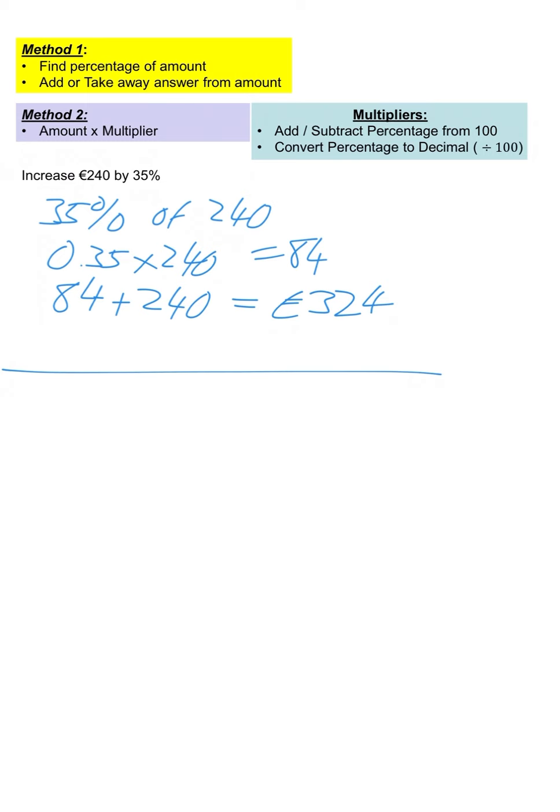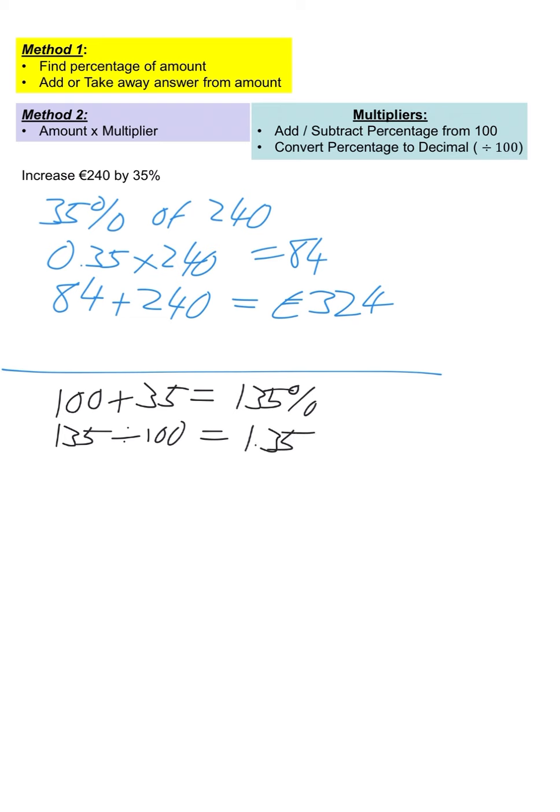Now, the second method then, we do amount times the multiplier. And to find the multiplier, so it's over here on the right, we add or subtract the percentage from 100. So in this question, it's increase. So I'm going to do 100 plus 35 is 135. Then we convert this percentage to a decimal, so 135 divided by 100, which is 1.35. And then we multiply this now by the amount. So this is the multiplier, 1.35. So then I'm going to do 240 times 1.35. And that is the same answer of 324.